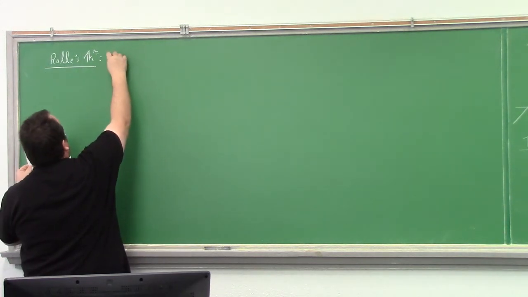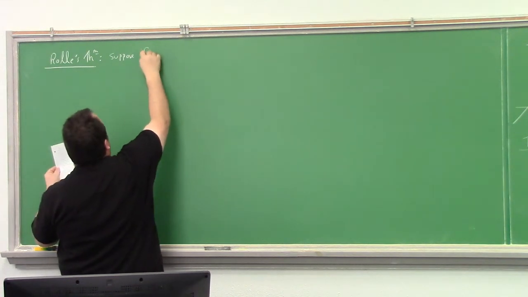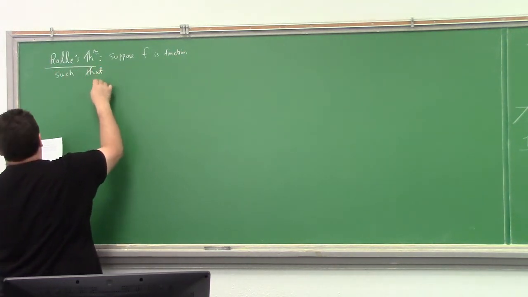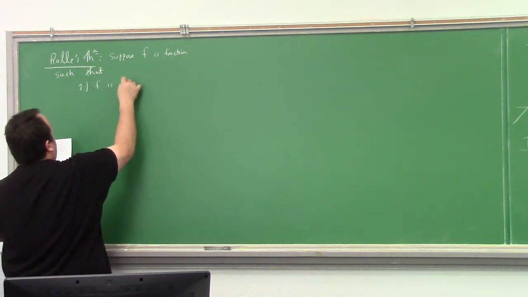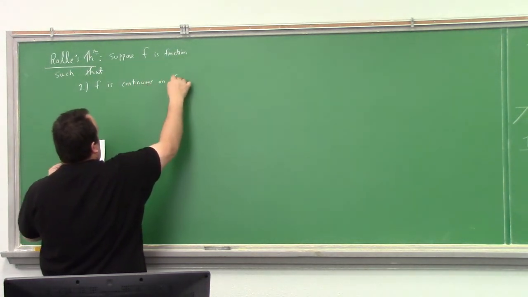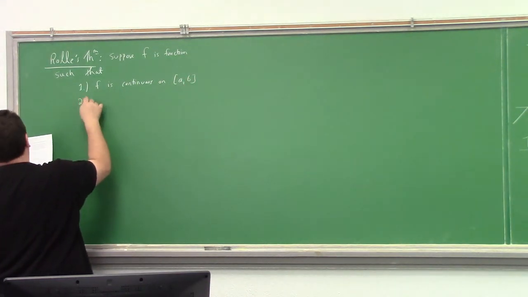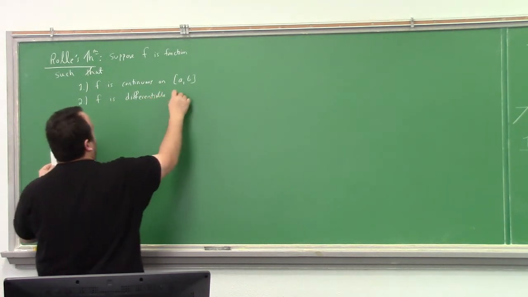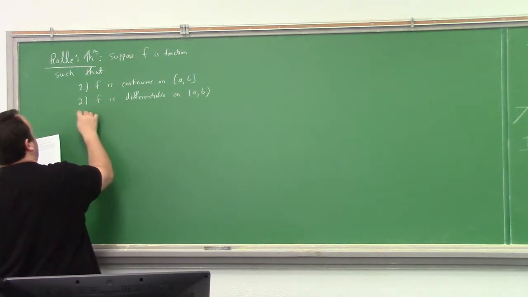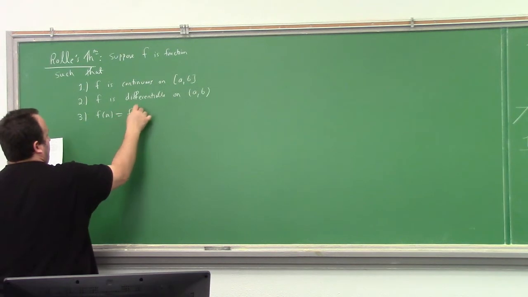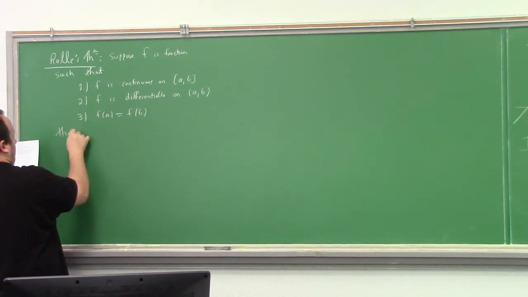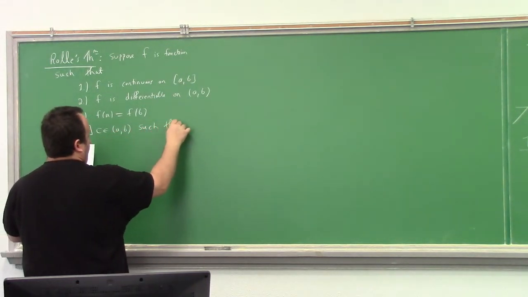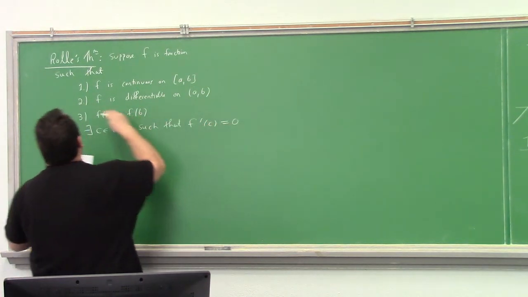So here it is. Suppose f is a function such that, number one, f is continuous on the closed interval [a, b]. Number two, f is differentiable on the open interval from a to b. And three, f of a is equal to f of b. Then there exists c in the open interval from a to b such that f prime of c equals 0. This is Rolle's theorem.